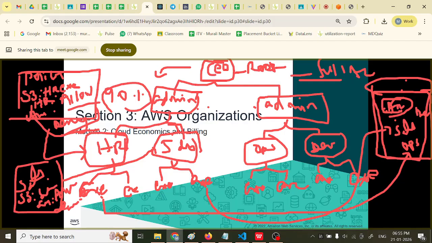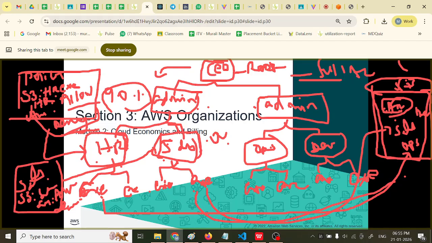Now these admins will create the groups, which are called organizational units. These units are nothing but groups: HR group, sales group, operations group, and development group. Under these we have users. Now users want to access resources, which could be an S3 bucket or EC2 instance, any of your AWS services. For that you need proper permission. If you are the root account user, you don't need permission because you are the owner.